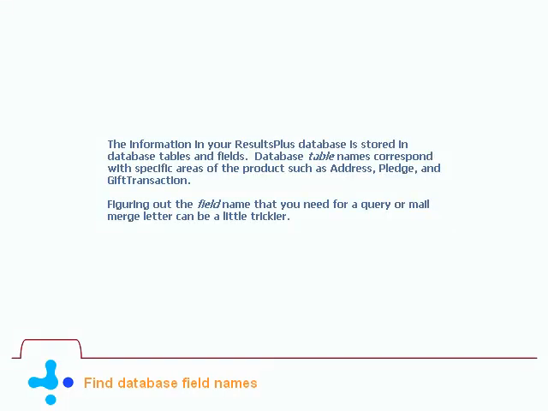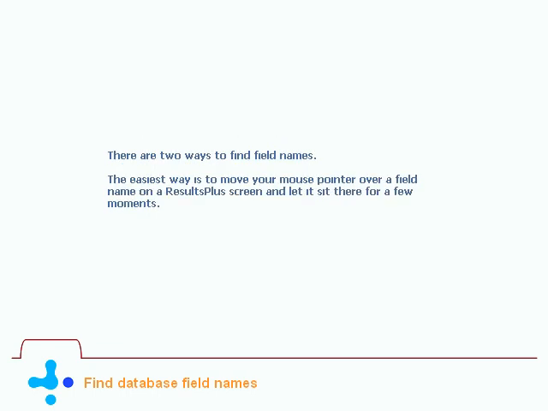The information in your ResultsPlus database is stored in database tables and fields. Database table names correspond with specific areas of the product, such as address, pledge, and gift transaction. Figuring out the field name that you need for a query or mail merge letter can be a little trickier. There are two ways to find field names.